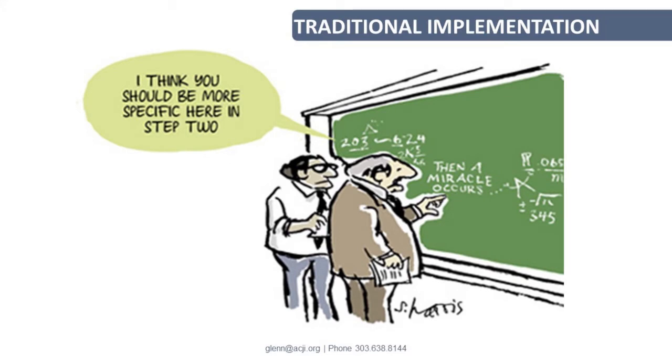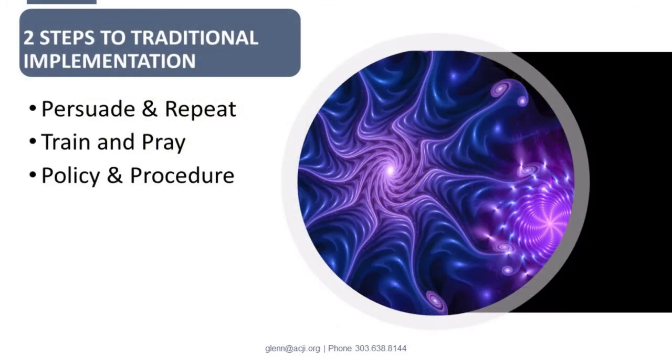That miracle also reflects on how we lead change in our organizations. So the idea is that we have to be more specific here in step 2. We have to be strategic about the way that we implement change and the way that we lead change. And we typically take these two-step or traditional implementation methods.